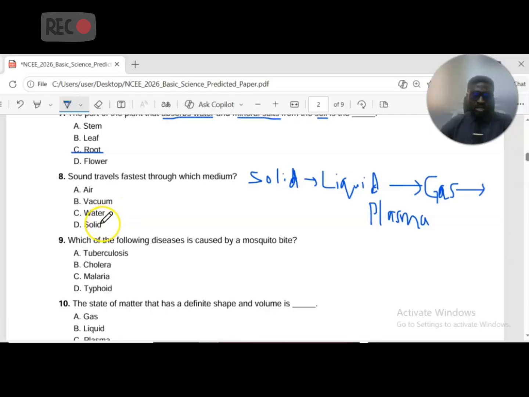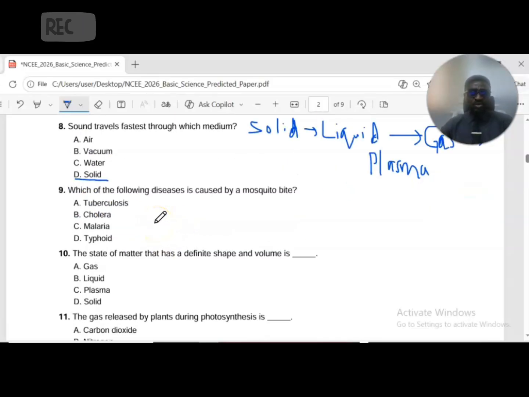Is it air, vacuum, water, or solid? This is expressing different media or platforms through which sound, energy, or other forms of energy can travel. So the best option that suits this is option D, solid. And do you know why it is solid? Because solid particles are clustered or compacted together, and compacted particles allow for a faster rate of energy to travel through them, unlike water, gases, or plasma. I hope that is taken. Every other option here is a distractor.